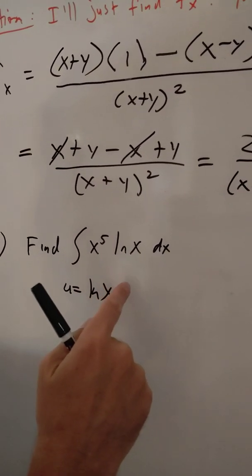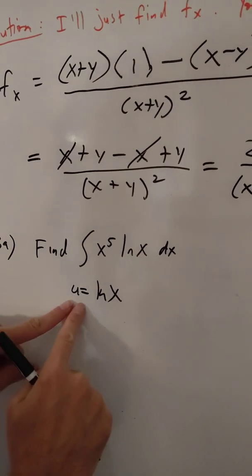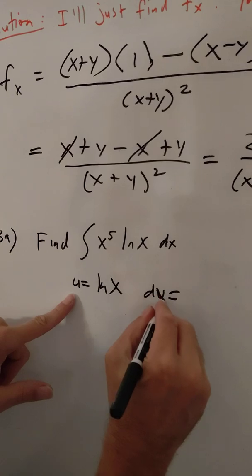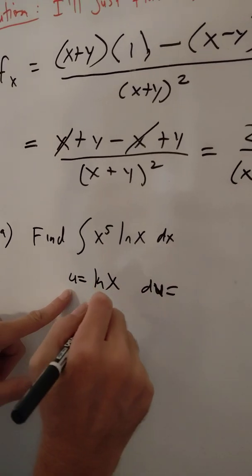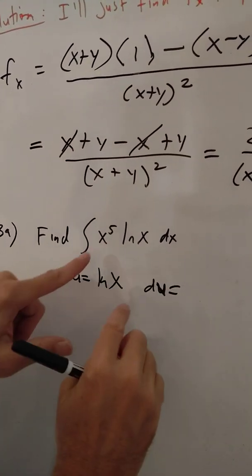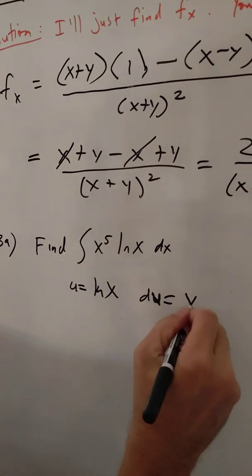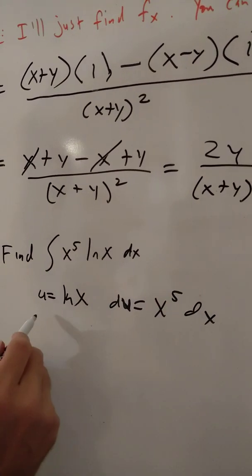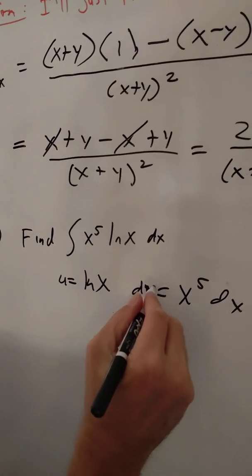So let's avoid integrating ln of x. So let u equal ln of x, and then dv, this is a v, is going to equal everything else in this integrand, which is x to the fifth dx. And that's an easy integral by the power rule. Okay, and now what I want to do is complete the toolbox.